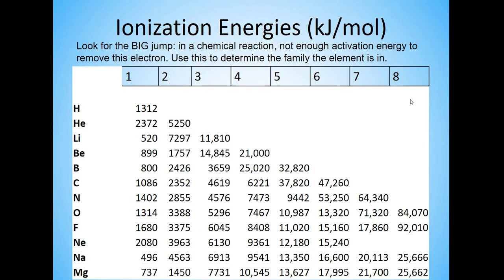We can look at a table of ionization energies for each element. Let's look at just a few of these. Let's look at carbon.